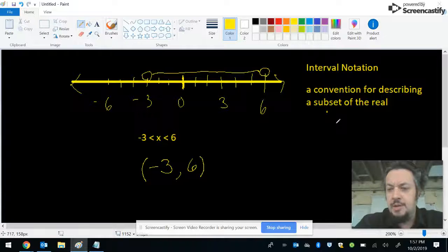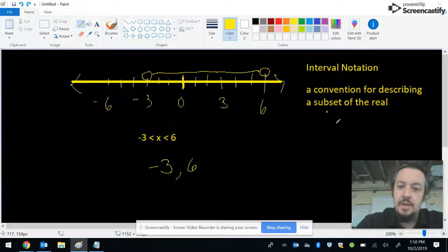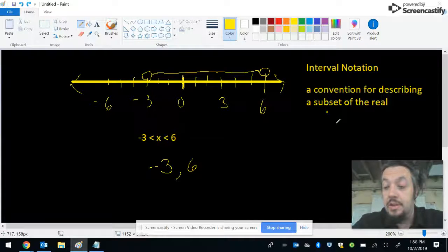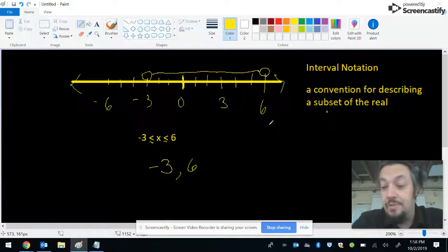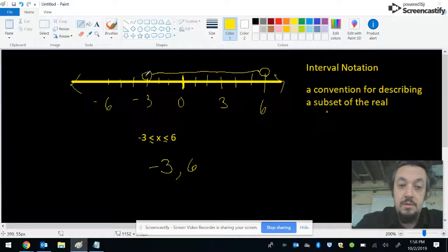Now, I'm going to change up a couple of things here. What if, instead of x being strictly greater than -3 and strictly less than +6, it was less than or equal to in both cases? So x is greater than or equal to -3, and x is less than or equal to 6. Of course, we know that in the graph we would shade in the boundary points, just like that. What does that do to interval notation? Well, we have to change very little.